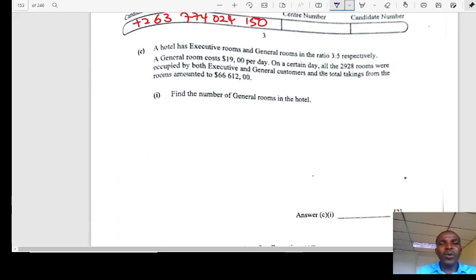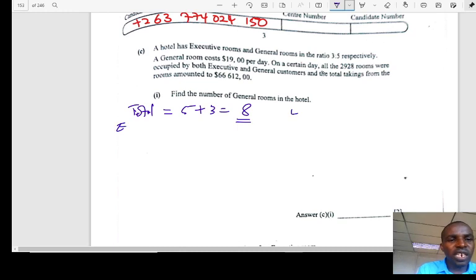Part C. A hotel has executive rooms and general rooms in the ratio 3:5 respectively. Total ratio, that's the first thing. Before I go further, the total ratio is 5 plus 3, which equals 8. So executive rooms are 3 over 8 of the total number of rooms in this case. Then the general rooms are 5 over 8 of the total number of rooms available.